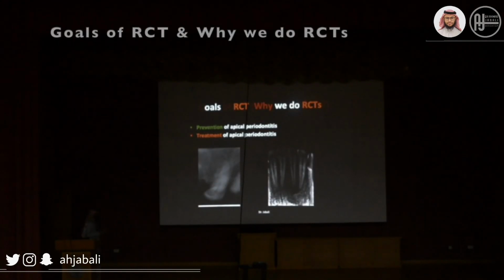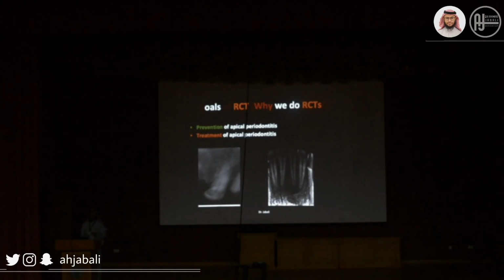So we have two reasons to do root canal treatment. The first one is to prevent apical periodontitis. When there is no apical periodontitis, but the pulp is inflamed, or there is a necrosis in the pulp and there is no apical periodontitis, we have to do root canal treatment to prevent apical periodontitis from happening. The second reason is to treat apical periodontitis, whether it's symptomatic or asymptomatic. If there are symptoms or not, but the lesion is present, we have to do root canal treatment to heal the lesion.